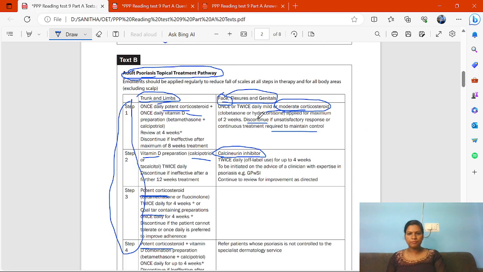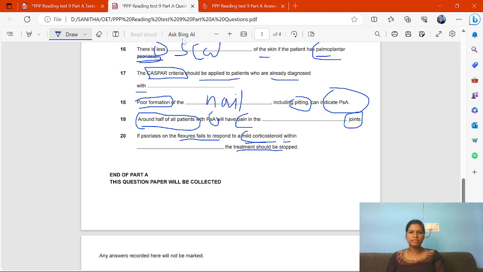We have to read this sentence: once or twice daily, mild or moderate corticosteroids applied for a maximum of 2 weeks. Discontinue. Stop. Discontinue if unsatisfied. Then what is the answer? Failed to respond within 2 weeks. The treatment should be stopped within 2 weeks. We have to write 2 weeks here. Okay. Are you getting my points? You have to watch every question.